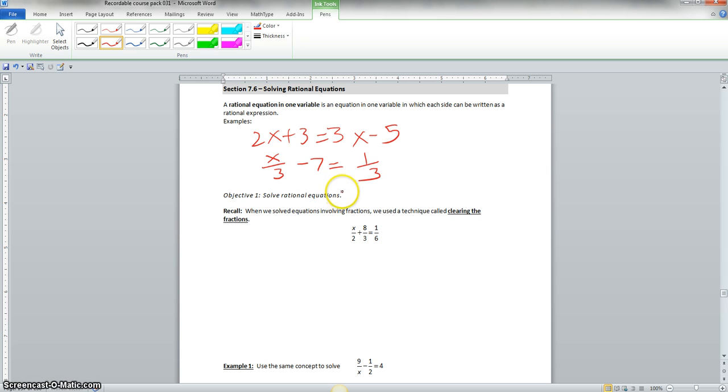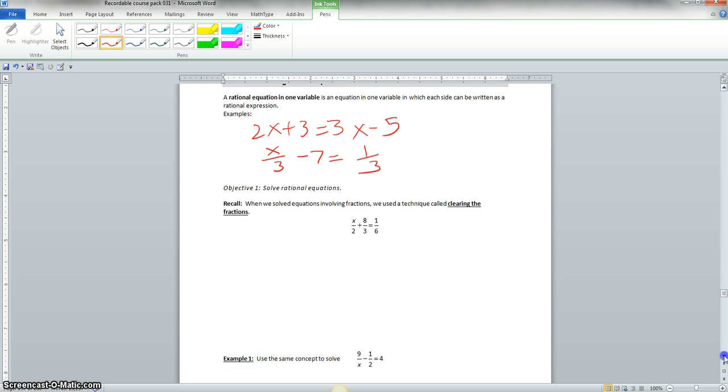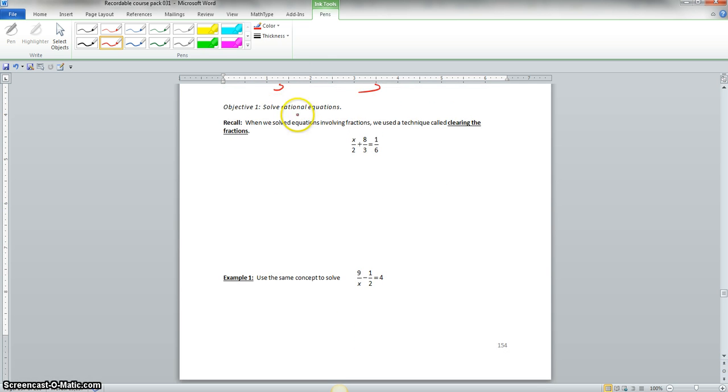Now remember, rational numbers are basically any fractions that you can think of. And now we're about to go down here to objective 1. We have solved rational equations. When we solve equations involving fractions, we use a technique called clearing the fractions.